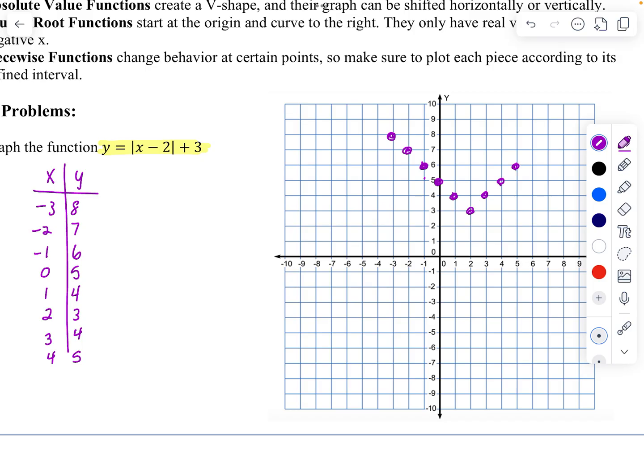I actually can add more because I want it to be symmetrical. As you can see, I'm hitting every corner. You should connect your points. Make sure you always draw your arrows. You should have a nice V shape, and you should always label the graph. Y equals the absolute value of x minus 2 plus 3.